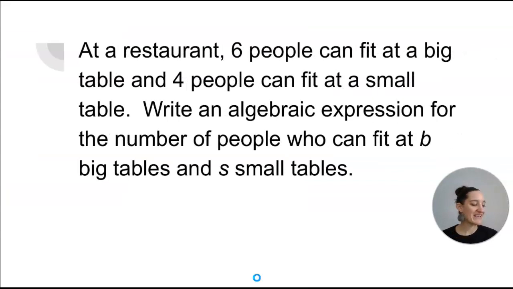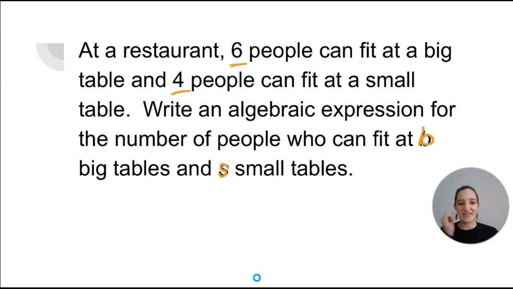At a restaurant, 6 people can fit on a big table and 4 people can fit on a small table. Write an algebraic expression for the number of people who can sit at B big tables and S small tables.